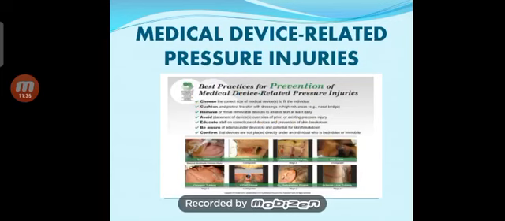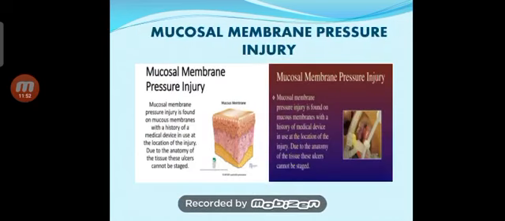Medical device-related pressure injuries result from the use of devices designed and applied for diagnostic or therapeutic purposes. The resultant pressure injury generally conforms to the pattern or shape of the device. The injury should be staged using the staging system. Mucosal membrane pressure injury is found in mucous membranes with the history of a medical device in use at the location of the injury. Due to the anatomy of the tissue, these injuries cannot be staged.